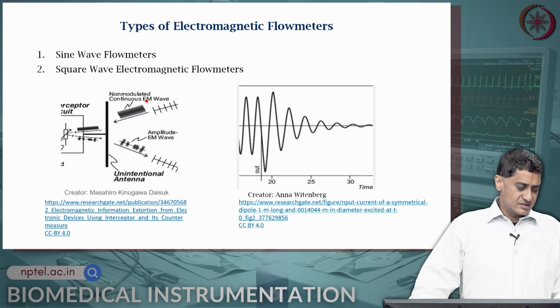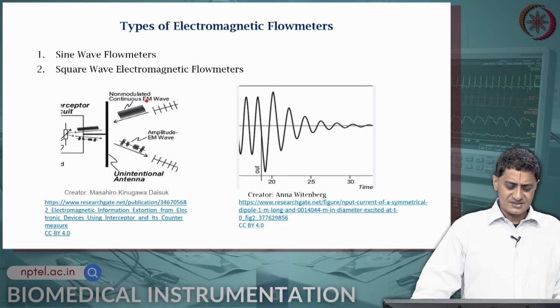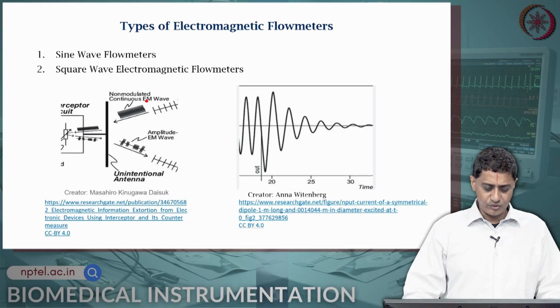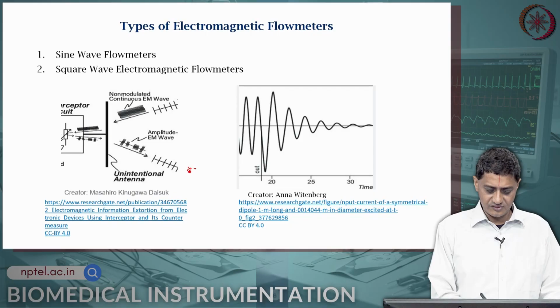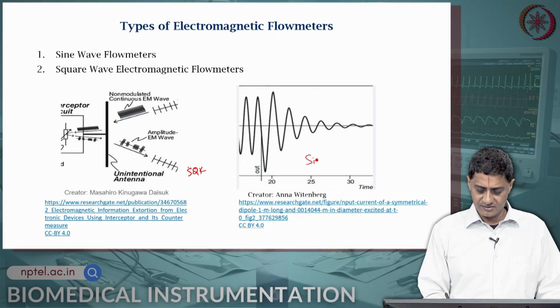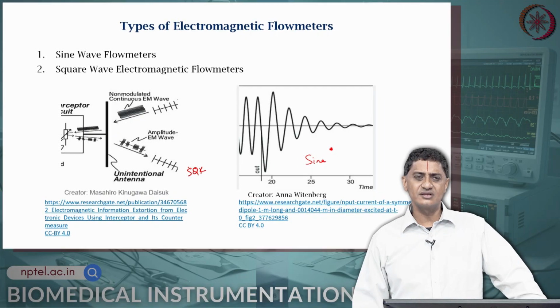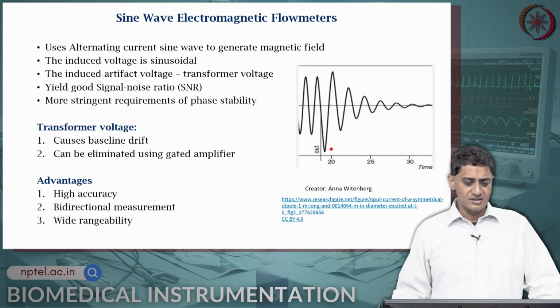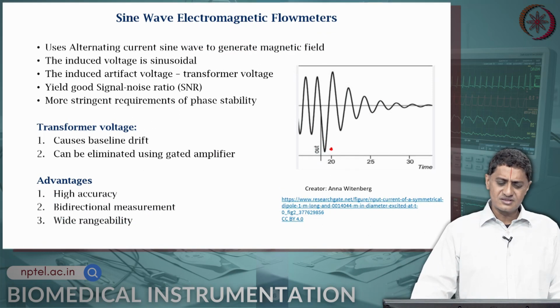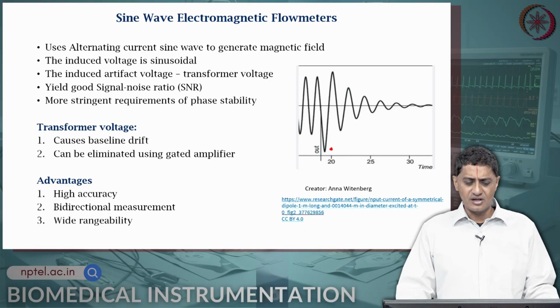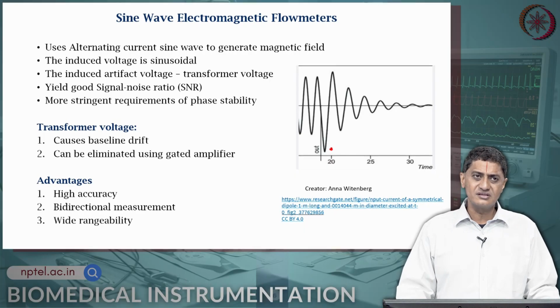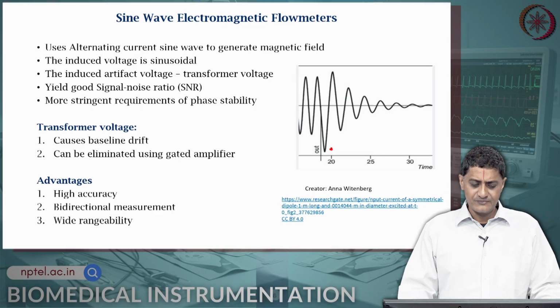Two types of flow meters we discuss: sine wave flow meters and square wave flow meters. This is an example of the square wave flow meter, and this is an example of the sine wave flow meter. So, electromagnetic flow meters can be classified further into the ones that use sine wave and the ones that use square wave. Essentially, sine wave flow meters use an alternating sinusoid to generate a magnetic field, and the induced voltage is also sinusoidal, right. But there is a problem.